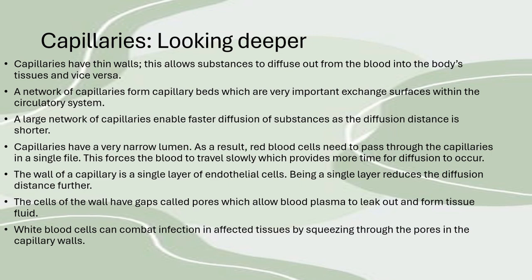The wall of a capillary is a single layer of endothelial cells. Once again, similar to arteries and veins, they have endothelial cells or endothelium. Being a single layer reduces the diffusion distance further. The cells of the wall have gaps called pores, which allow blood plasma to leak out and form tissue fluid. White blood cells can combat infection in affected tissues by squeezing through the pores in the capillary wall.